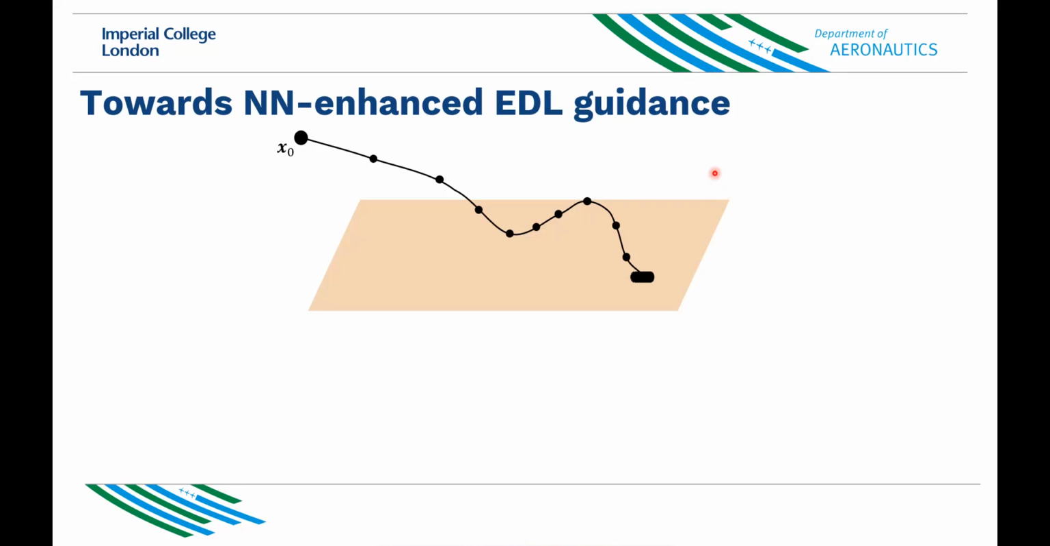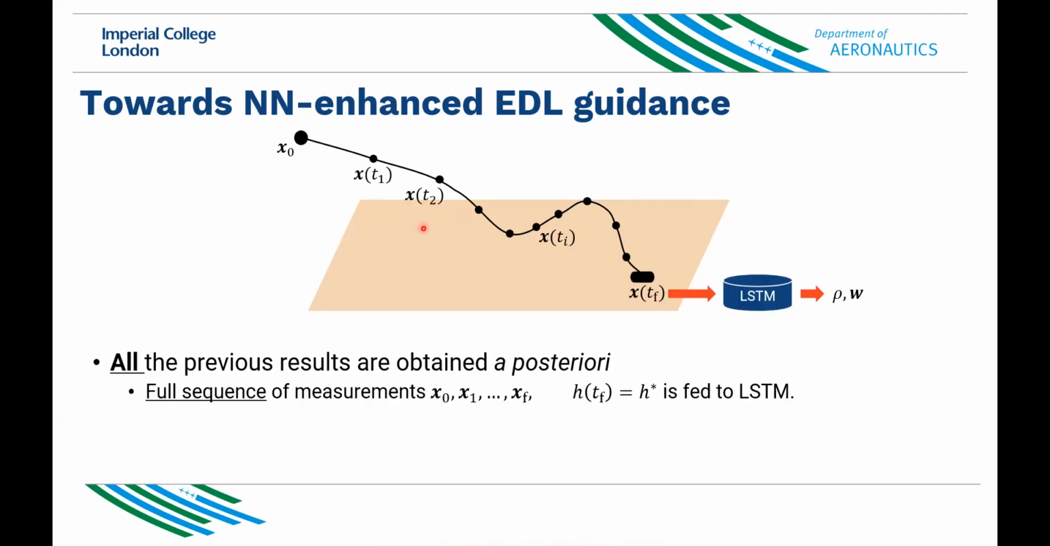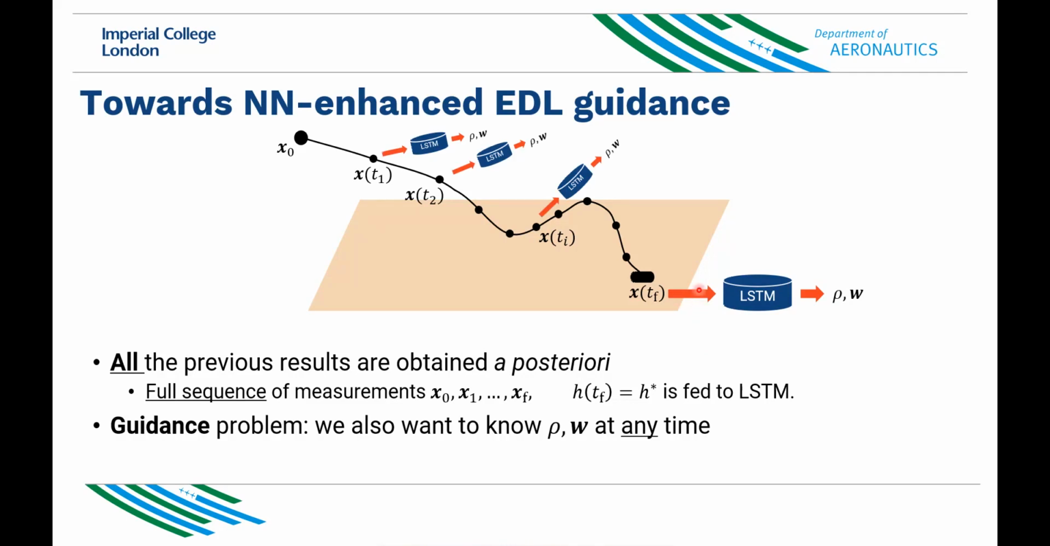Now, this is all well and good. During a single trajectory, what we've done so far is to take measurements each time that the guidance is called. And once the trajectory is completed, we feed this sequence of measurements to the LSTM network, and we obtain density and wind profiles. This is useful for reconstruction of the atmospheric quantities a posteriori, let's say after the entry. However, for this to be applicable to improve the guidance algorithm, we want to feed the network partial sequences during the entire trajectory.